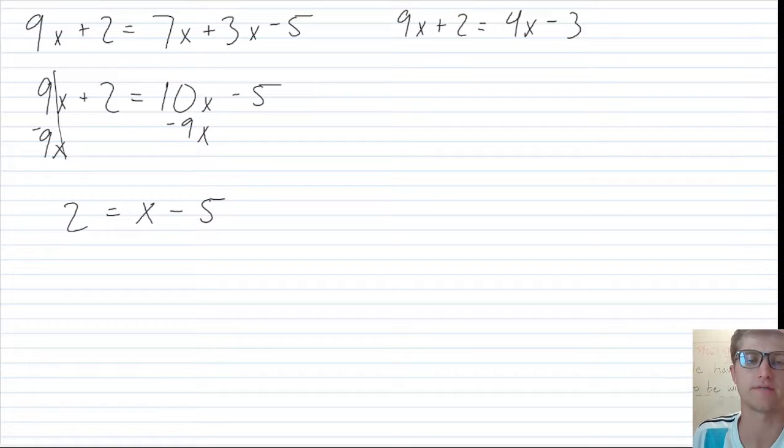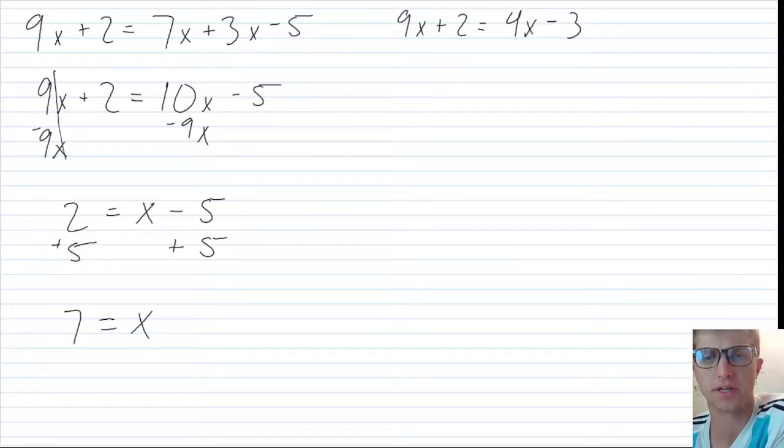We didn't touch the negative 5. X is being subtracted by 5, so the opposite of subtraction by 5 is addition by 5. What we do to one side, we'll do to the other. 7 equals x.